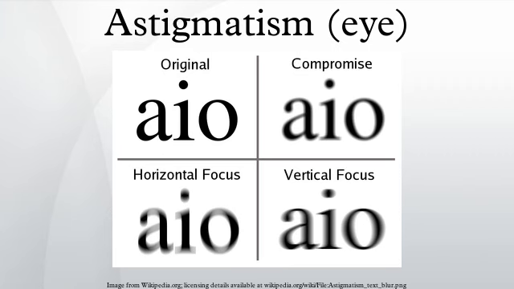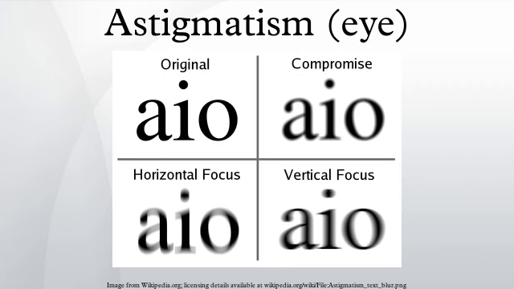Based on focus of the principal meridians, with accommodation relaxed: simple astigmatism. Simple hyperopic astigmatism, where the first focal line is on the retina, while the second is located behind the retina. Simple myopic astigmatism, where the first focal line is in front of the retina, while the second is on the retina.